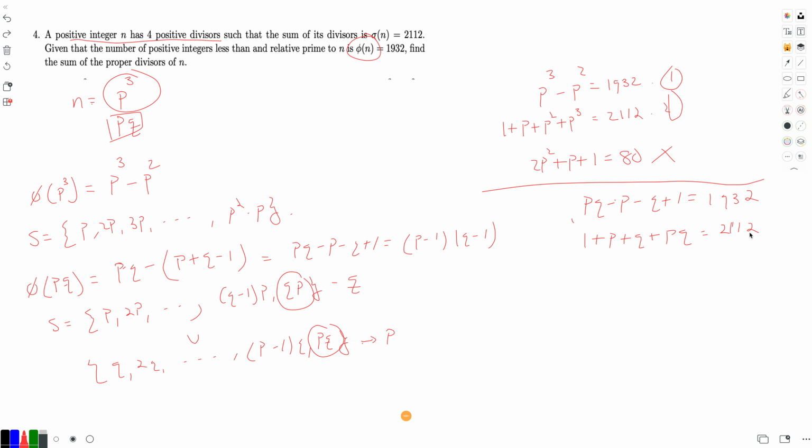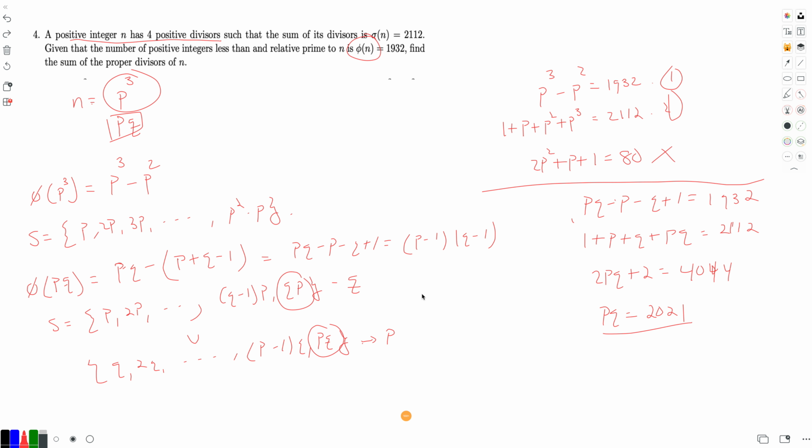How can we cancel this? Adding these together is very easy. We get 2pq plus 2 is equal to the sum of these, which is 4044. Then subtracting 2, we get 4042. Dividing by 2, we get pq is equal to 2021, which is the year this test was administered.